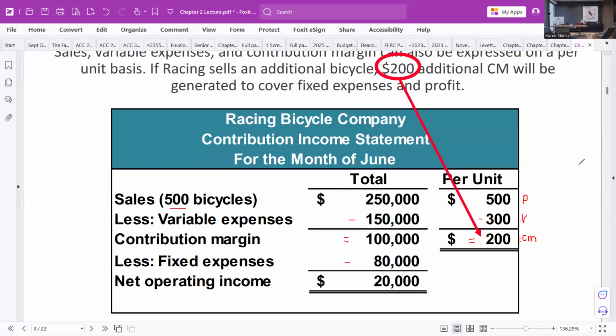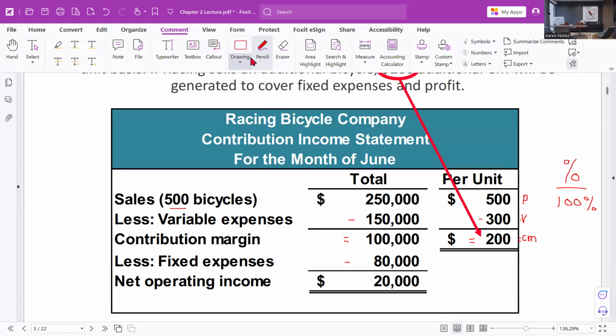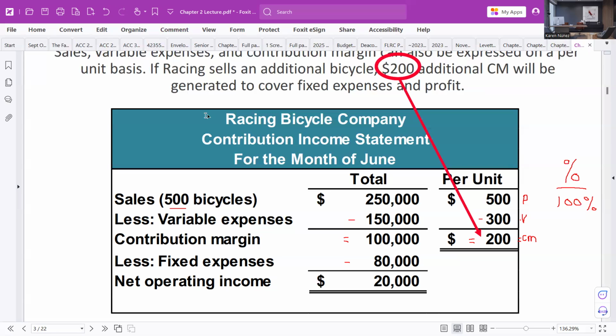And we can also go a little bit further here. We can express these items as percentages. When we do that, we are expressing everything as a percent of the selling price. So the price is always going to be 100%, because we're just taking everything and dividing it by the price. So let me switch to typewriter mode here. It'd be easier for me to do this.